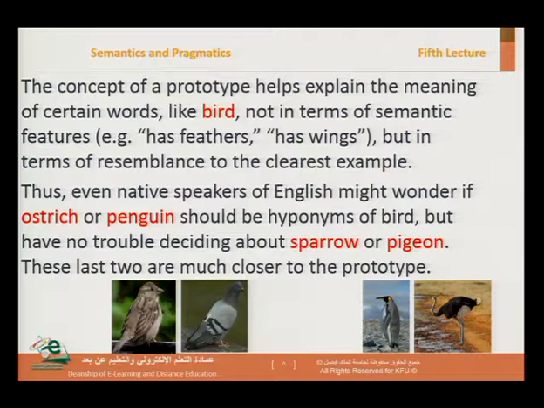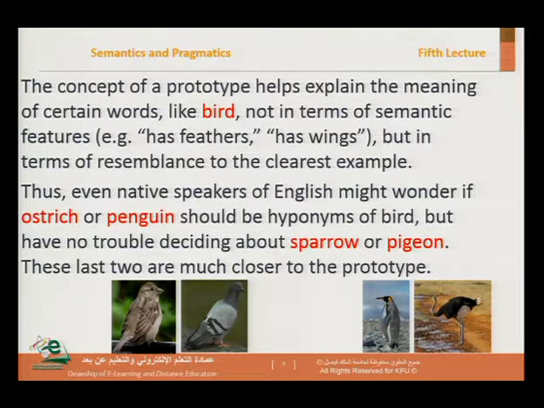So if we can put them, grade them on a scale, we would think robin, then something maybe else that looks like a robin, but penguin is different than a robin, so it could be at the end of the scale, like very far from the robin. You following me? Okay, thus, even native speakers of English might wonder if ostrich or penguin should be hyponyms of birds. Like when you ask them, do you think penguin is a bird? They might just pause for a minute. They're not sure if it's a good example of birds.